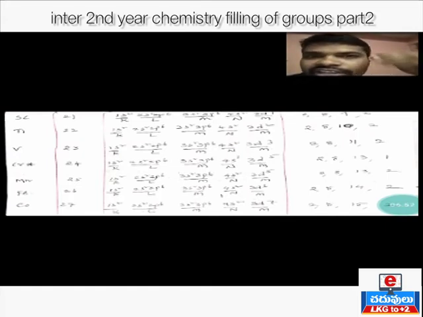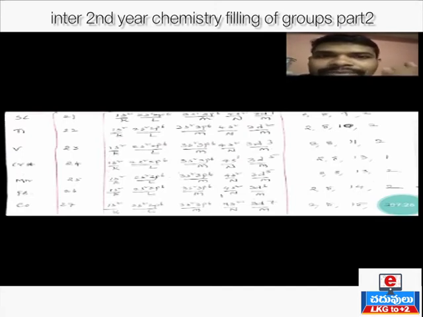The configuration of chromium is entirely different when compared to other elements. Here I kept a star mark beside chromium. Why? Because it is an exceptional case, an anomalous configuration of chromium. Anomalous means the configuration is somewhat different when compared to all other elements. Generally, up to 30 elements, the configurations of chromium and copper are different. The reason I will say a little later.